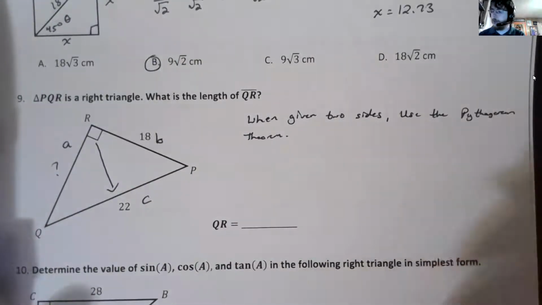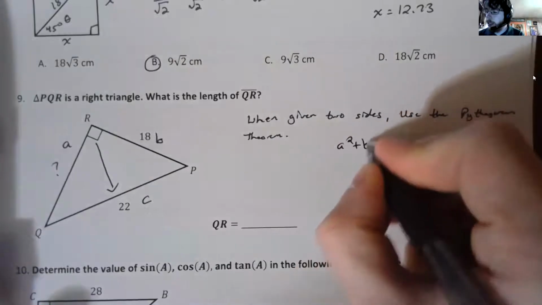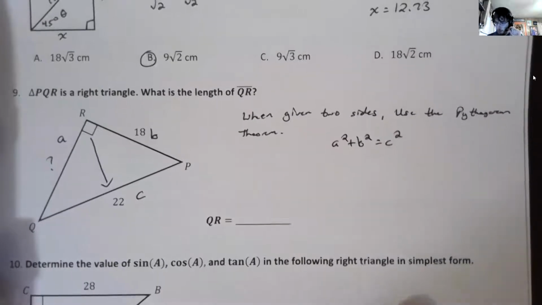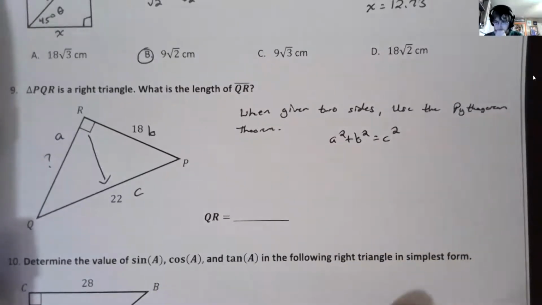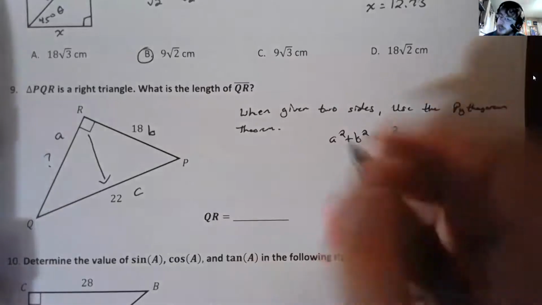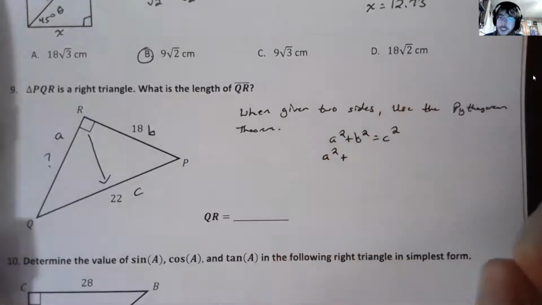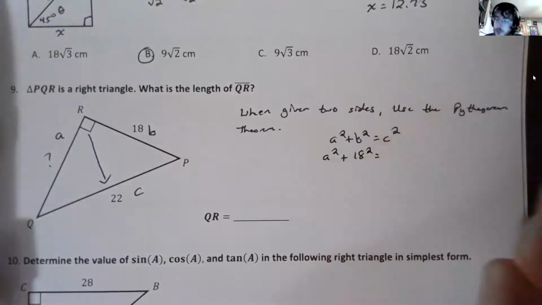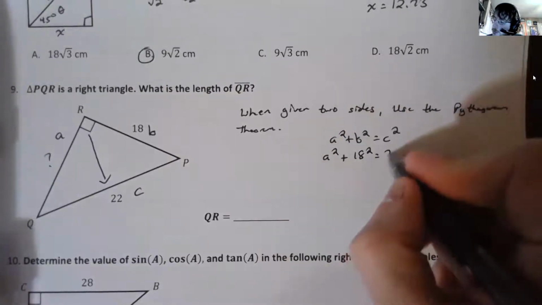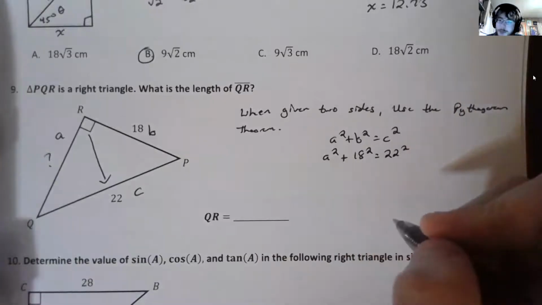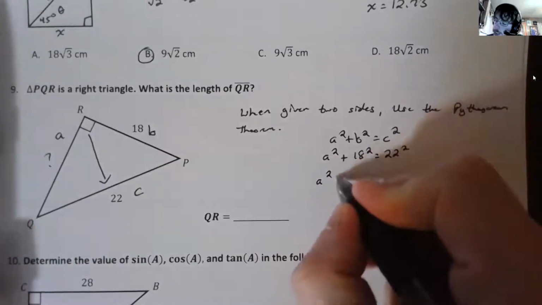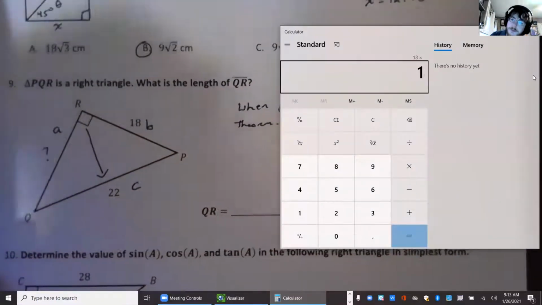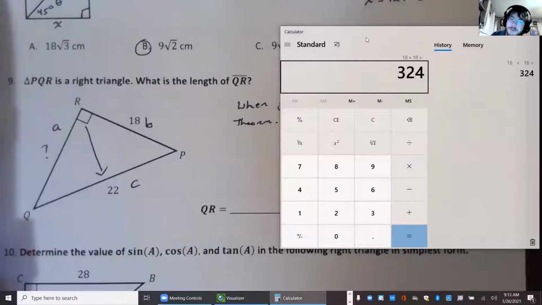Your Pythagorean theorem is A squared plus B squared equals C squared. We don't know what A squared is, so we just drop it down. We know B is 18, so we have 18 squared, and that's equal to C squared, which is 22 squared. A squared drops down again. 18 squared, I believe, gives us 324. Yep, 324.